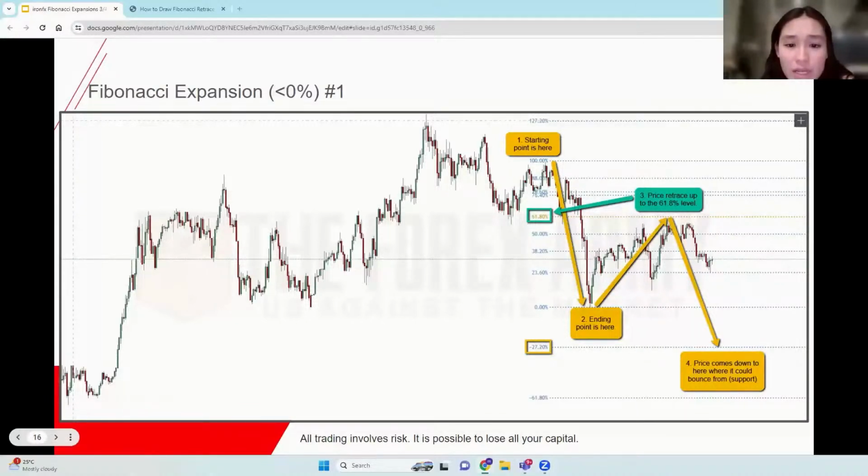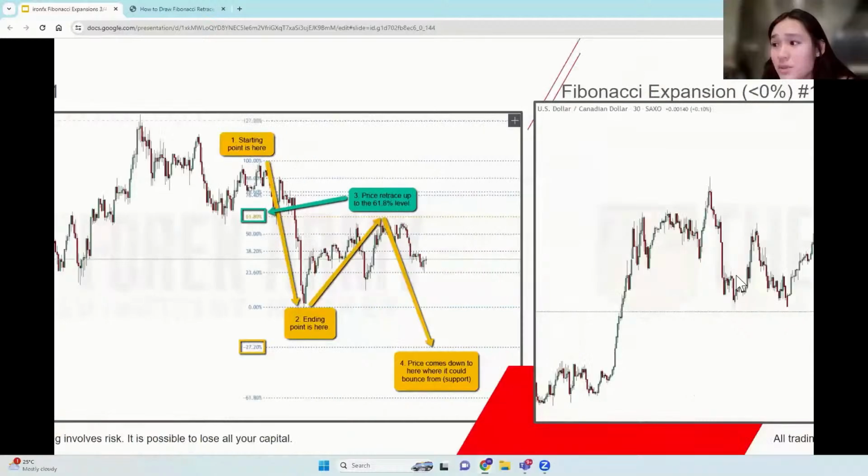So here we can see how exactly it plays out. We have a starting and ending point here and here. And we can see the price retracing 61.8% of the retracement that we've identified. And then we see how to make use of the support in the negatives. So here you can see we have a minus 27.2 that we're observing. So we're expecting price to retrace back here, and we're expecting it to bounce off of this support level, which you can see in this example it did do.